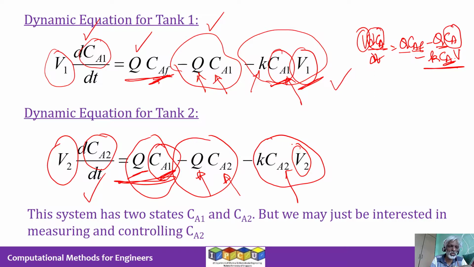CA1 and CA2 are the state variables. The system parameter is K, the reaction rate constant. The manipulated variable will still be Q. CAF is the primary disturbance in this process.